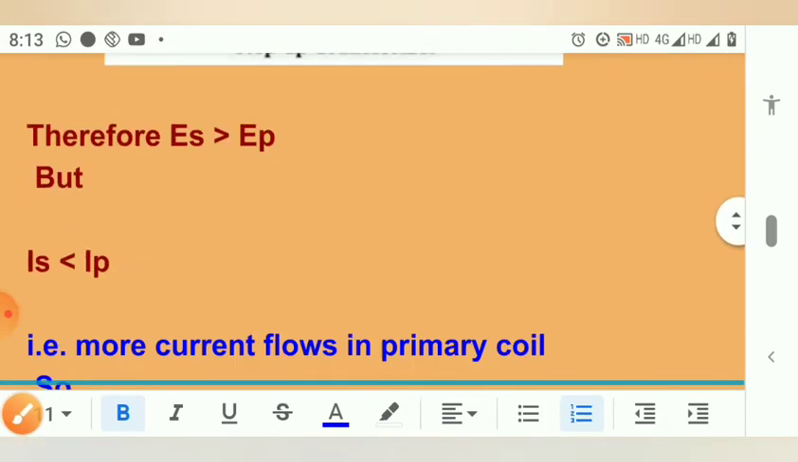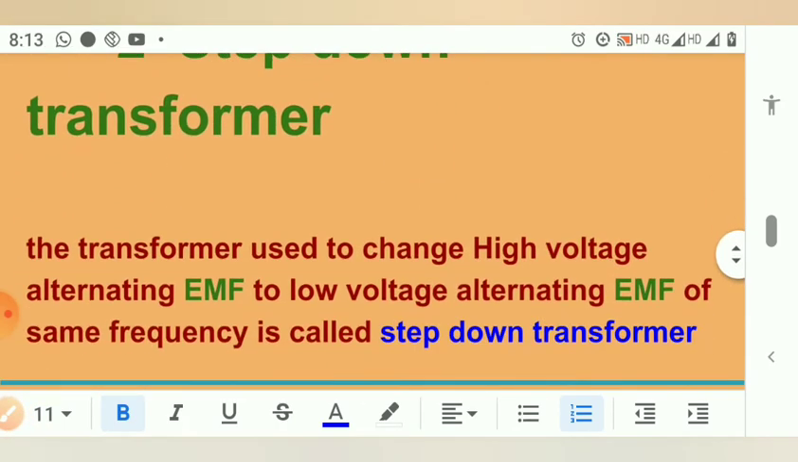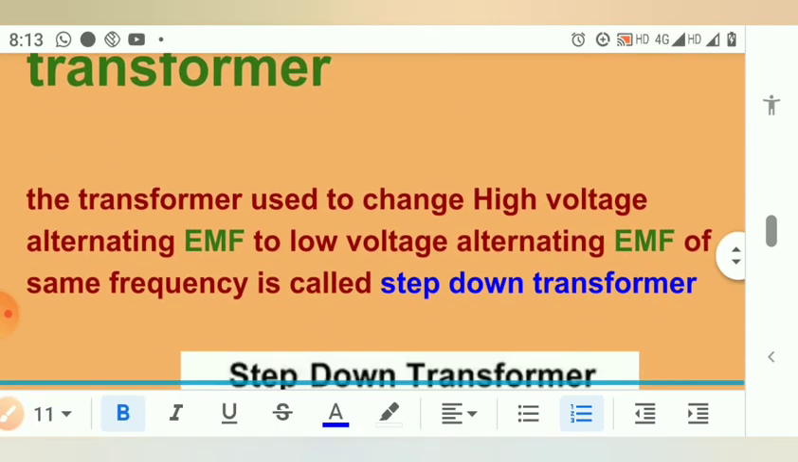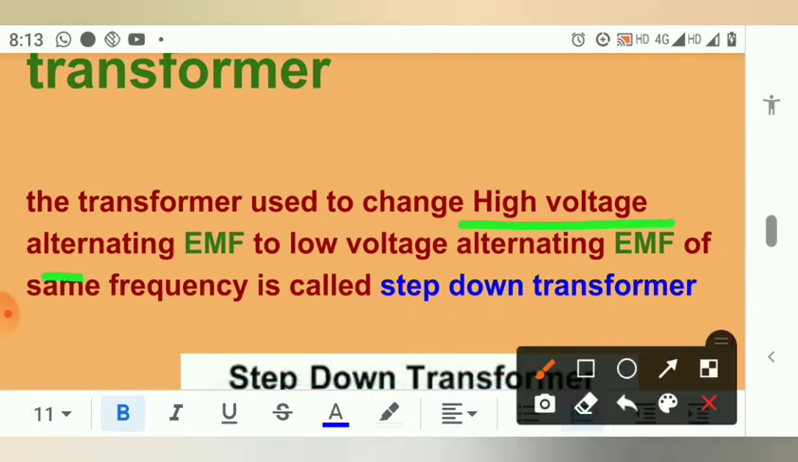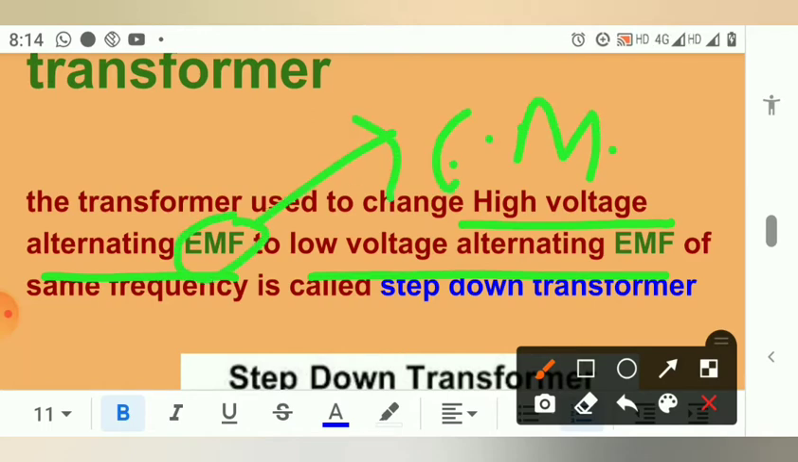Okay, now come to the step down transformer. A step down transformer is used to change high voltage alternating emf to low voltage alternating emf. If we give high voltage emf, it will give low alternating emf. I'll be discussing alternating emf in the next video. What is an emf? It's an electromotive force. I will be discussing it in separate videos so that you may understand well.